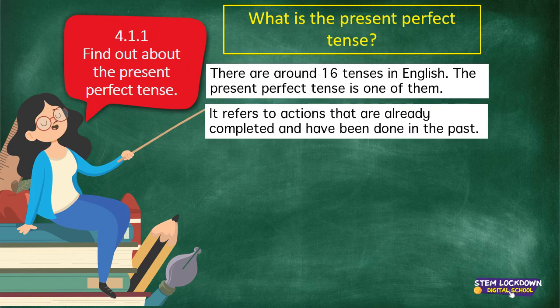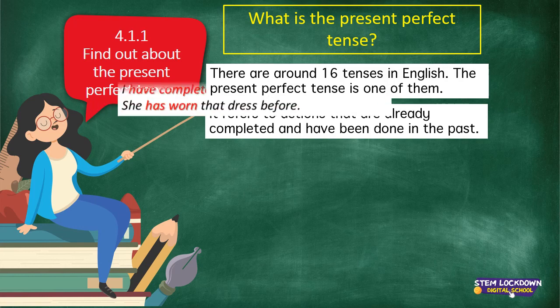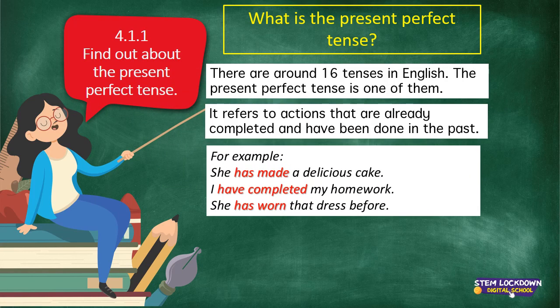So the present perfect tense refers to actions that are already completed and have been done in the past. For example, she has made a delicious cake. That's already done in the past, finished. I have completed my homework. It's done in the past. She has worn that dress before, sometime in the past.